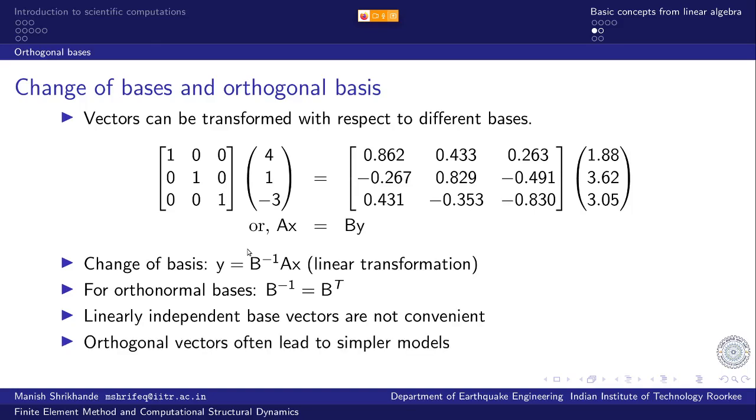Orthogonal vectors often lead to simpler mathematical models. It is much easier to analyze the problem by the process of decomposition. You may refer to our vector analysis. It is much simpler to combine two vectors by first decomposing them into their respective constituents, then analyzing or adding, subtracting the respective constituents, and then carrying out the combination again.